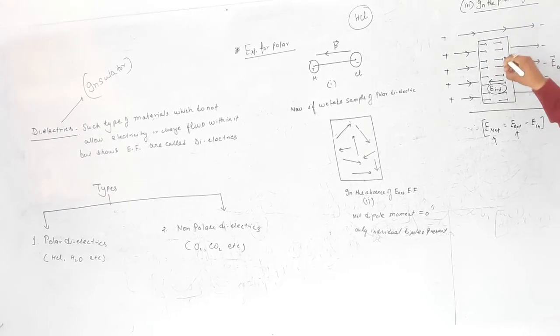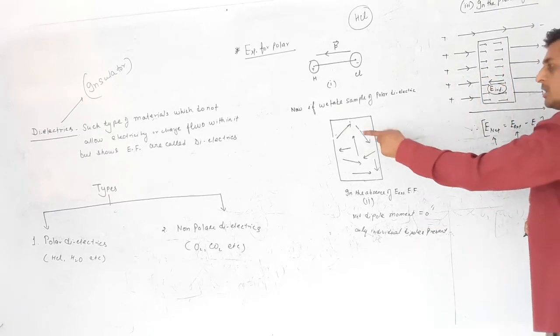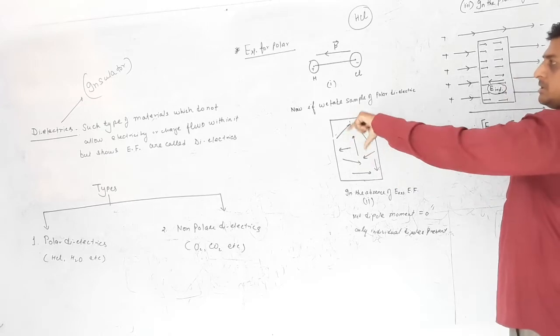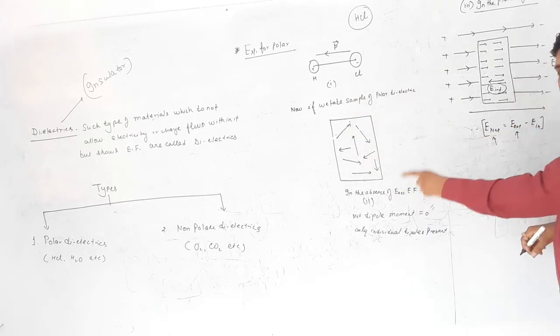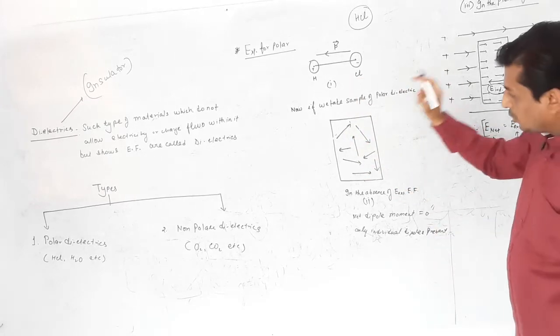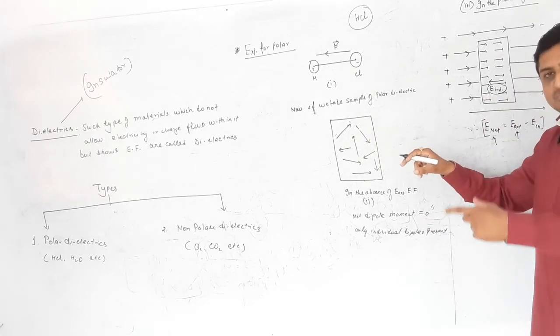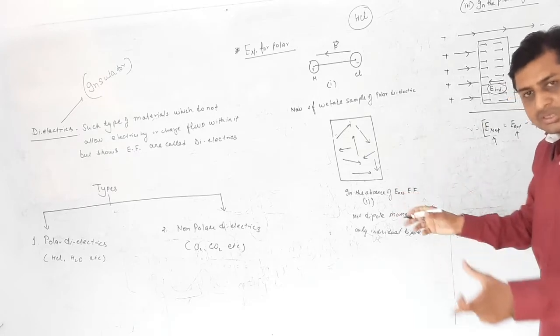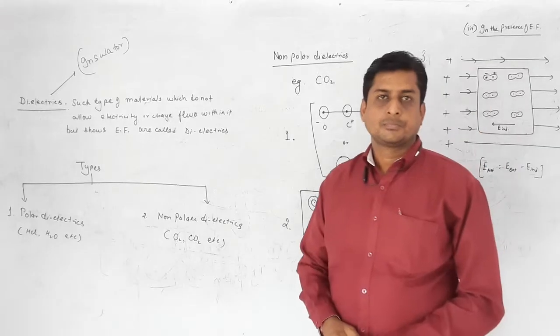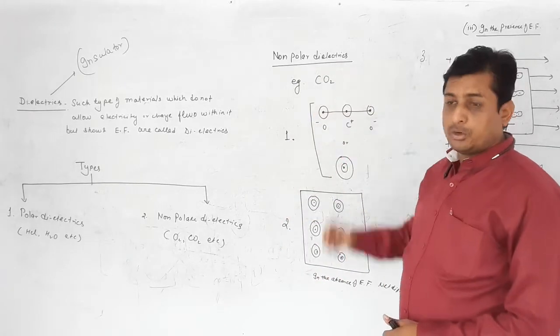That is why it is dielectric. And because here individual dipoles are present in each molecule, that is why it is a polar molecule. A polar molecule is one in which the center of mass of positive charge and the center of mass of negative charge do not coincide. Okay. Now number 2 is non-polar dielectrics.